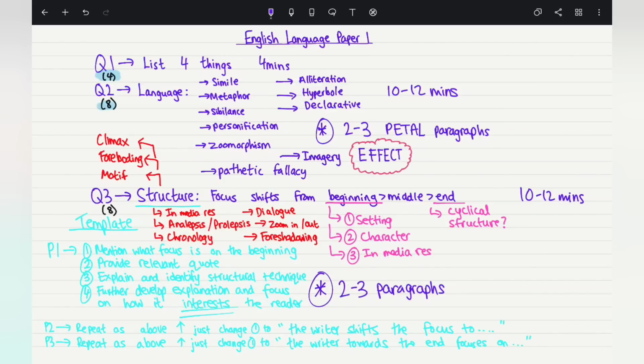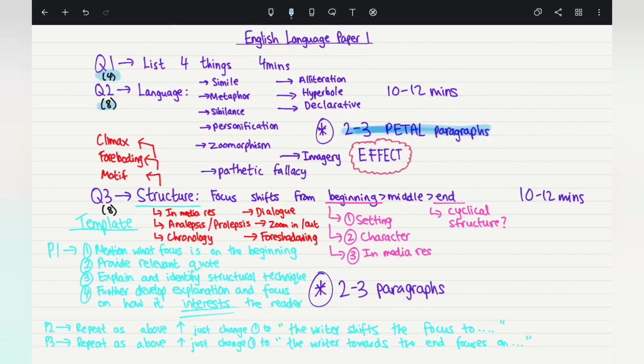So what would I recommend for this question? I would recommend writing 2 to 3 petal paragraphs for this question. So approximately 2 to 3 petal paragraphs. And also remember, you need to focus on the effect. This is where you get most of your marks. Focus on how the language is used for effect. Can you mention the effect on the reader? Yes, absolutely. So make sure when you look at language analysis, you look at the effect.